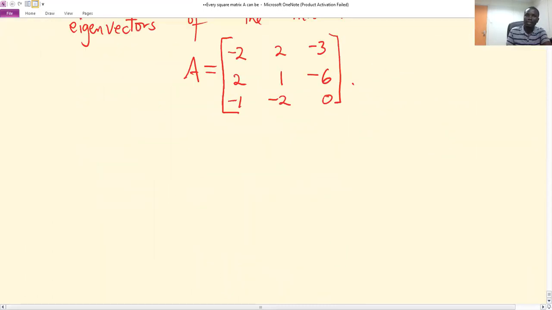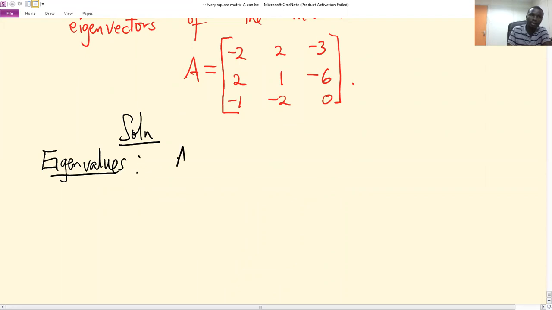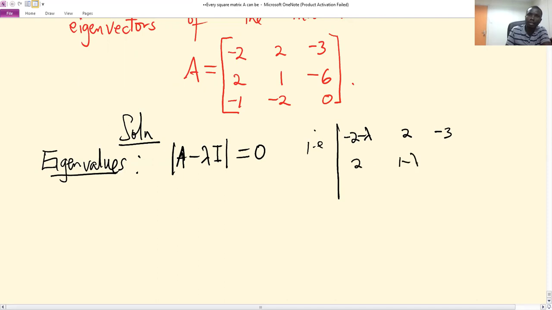So let's discuss the solution for this. Eigenvalues is the first task. And you get eigenvalues by solving the determinant of A minus lambda I equals zero. Now, because we are dealing with a 3x3 matrix, our identity matrix will be a matrix of order 3. So that means the determinant of minus 2 minus lambda, 2, minus 3, 2, 1 minus lambda, minus 6, minus 1, minus 2, 0 minus lambda should be 0.